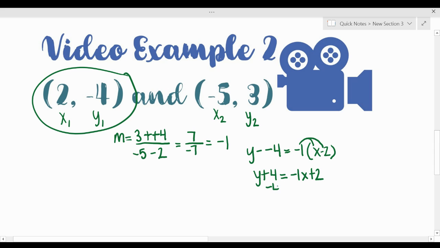And then my last step would be to subtract 4 to the other side to get y by itself. And my final answer is y equals -x minus 2. And you can put -1x, that's fine, but your slope would be -1 in this case, and your y-intercept, which is the b value, would be -2.